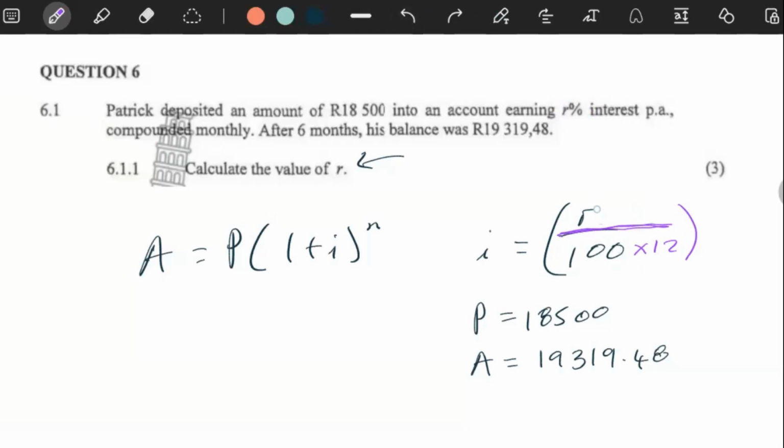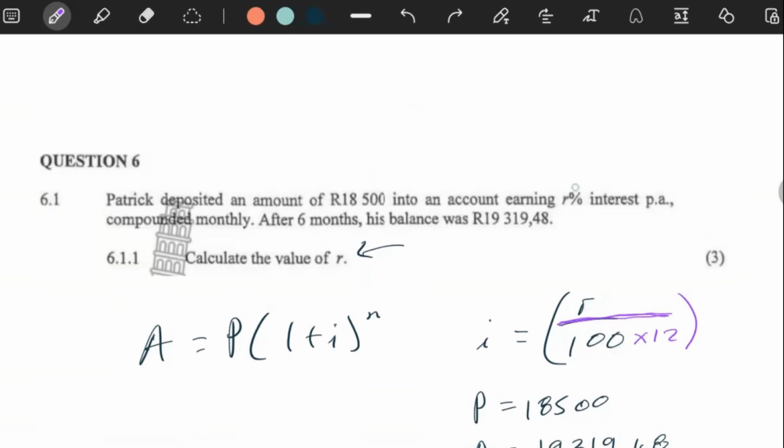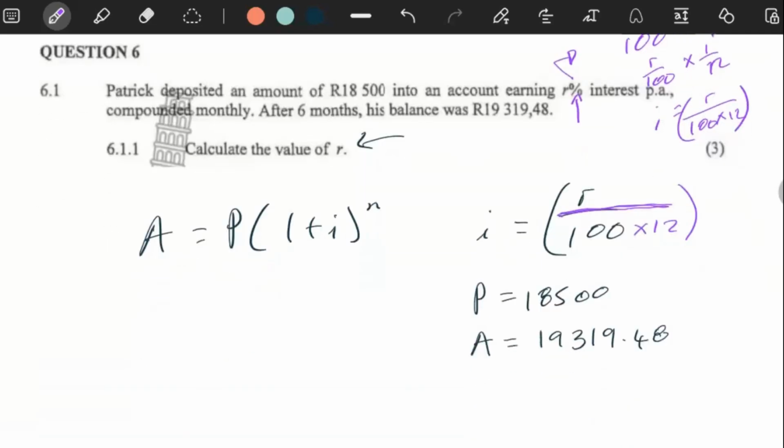So as a calculation, we can just put R over 100 times 12. The reason for that, just to go into something that may not be very necessary: remember, anything with a percentage symbol means it has to be put over 100. And then if you divide this by 12, you would have R over 100. Change this to a multiplication symbol. You have 1 over 12 here, and then this is how you end up with R over 100 times 12. This will be a value of i.